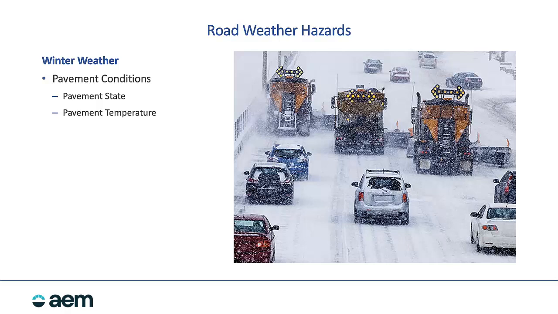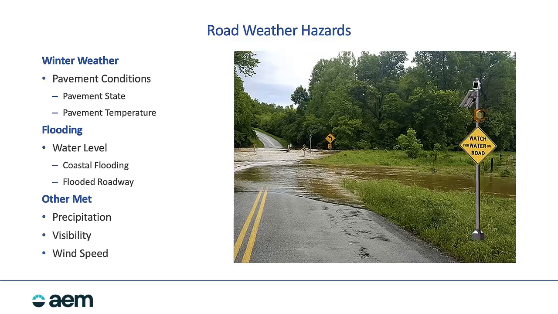This is a very well-known, studied, and budgeted area of road weather, and we're going to spend a little bit of time on this. But the other two categories I'm mentioning here often get overlooked in road weather hazard operations. The first one is flooding. Water on the road and the water level has a huge impact on traffic throughput, road closures, and the overall efficiency of road networks to operate. These can range from simple coastal flooding or nuisance flooding all the way to flooded roadways where we have swift water going over a road. We'll talk about this in a lot more detail.